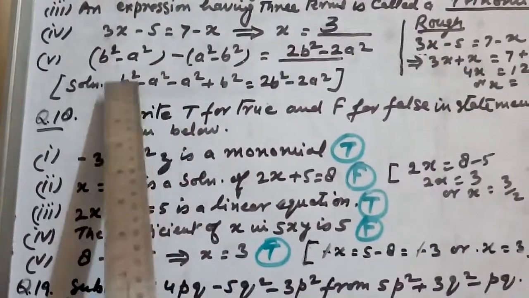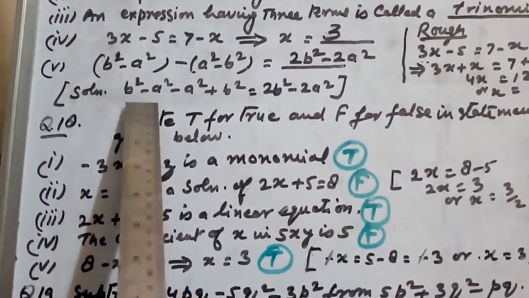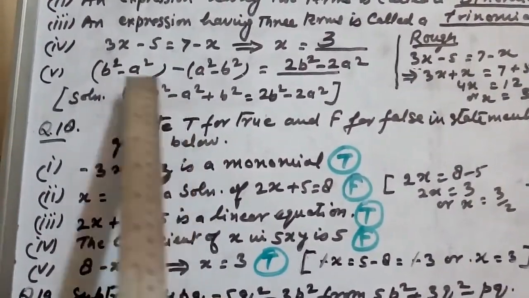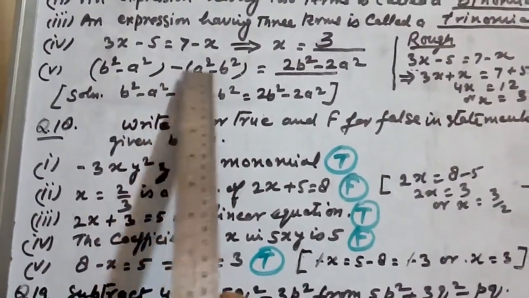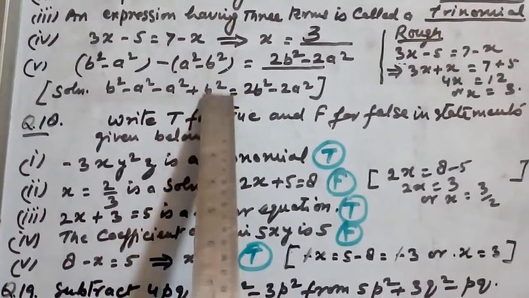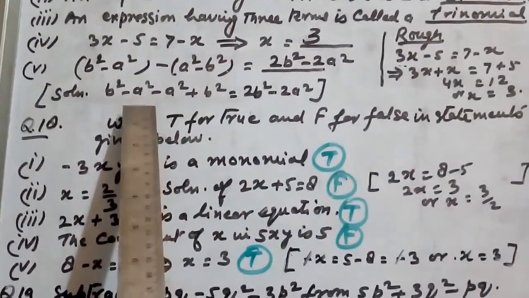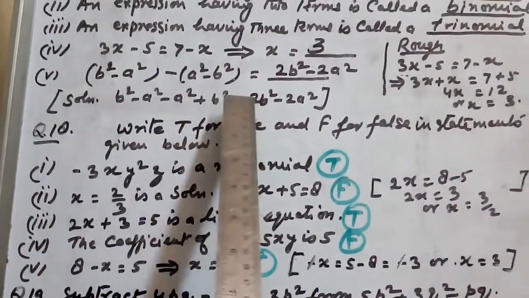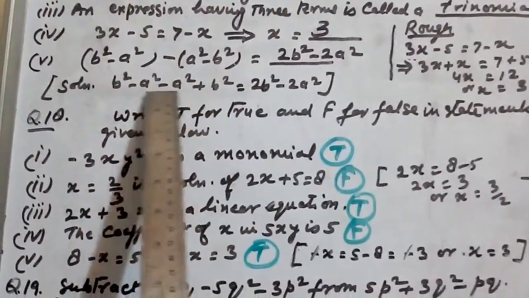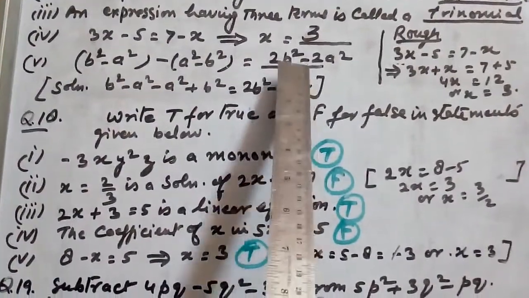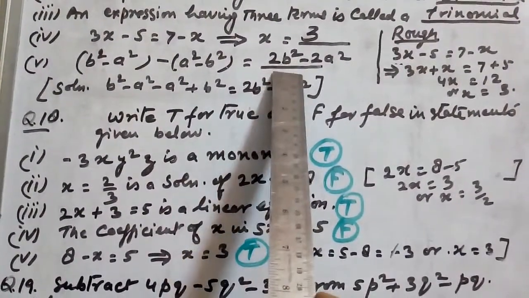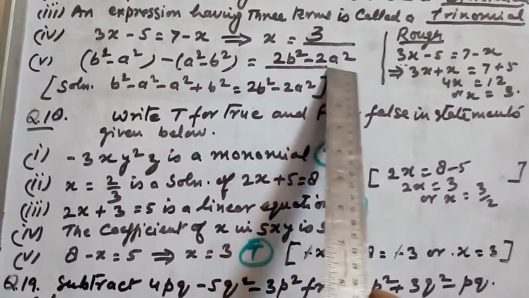So how will you do it? We do it like this: b square as such, minus a square as such, and after opening the bracket it becomes minus a square, minus minus plus b square. So what does it become? B square and b square are 2b square, and minus a square and minus a square are minus 2a square. Therefore in the blank you have to write 2b square minus 2a square.